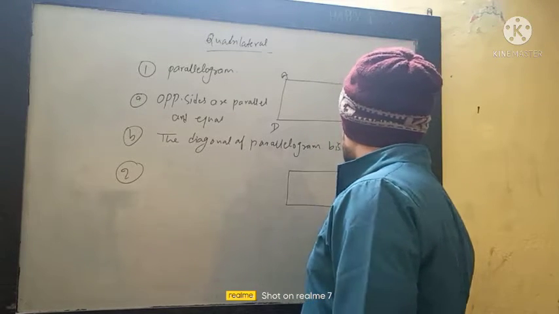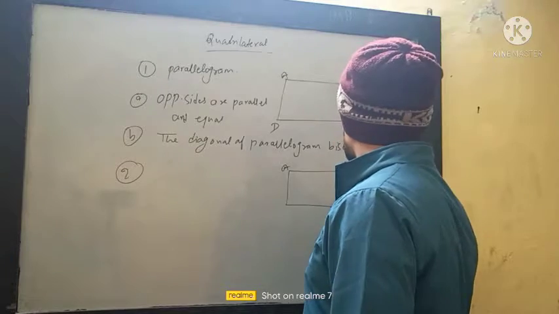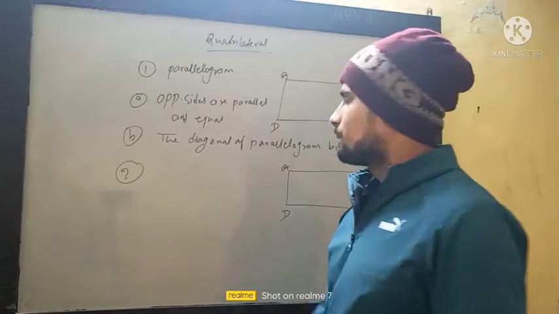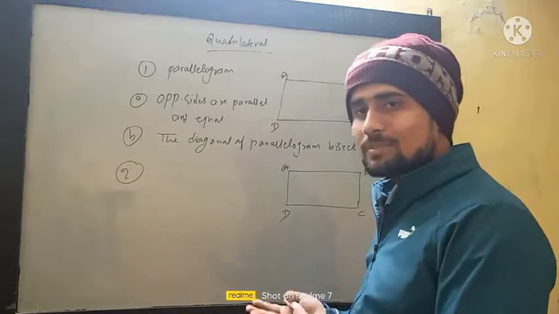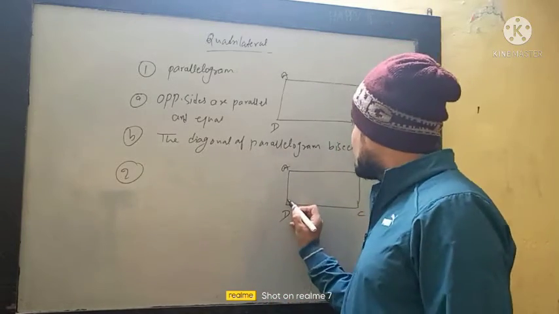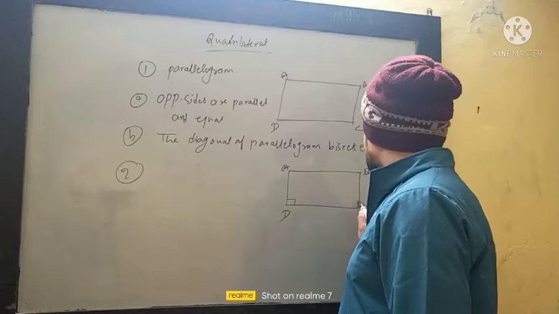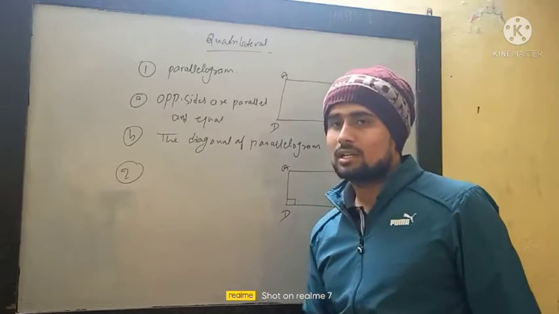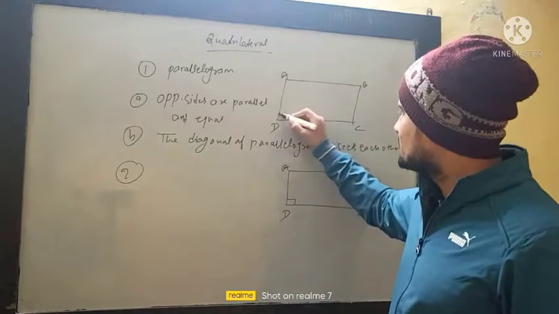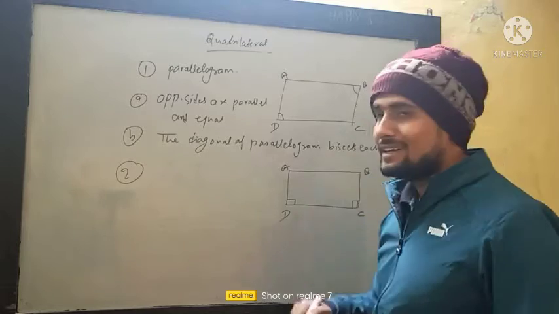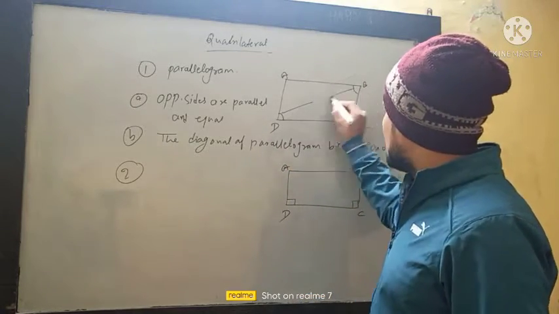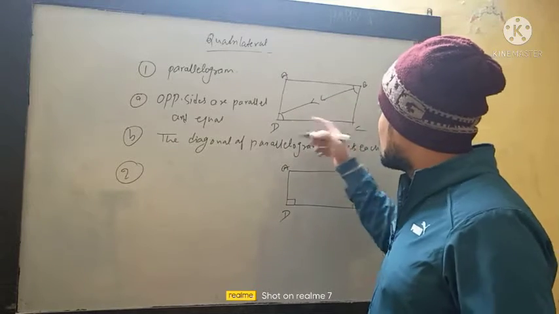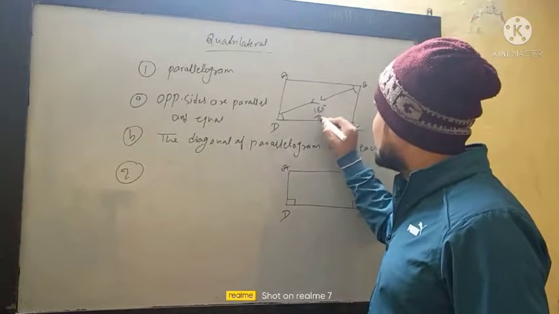Now the second one is the rectangle. A rectangle is a special case of a parallelogram. How do we call it a special case? Because the angles of a rectangle are 90 degrees, whereas in a parallelogram the angles are not 90 degrees, since the sum of adjacent angles is 180 degrees.